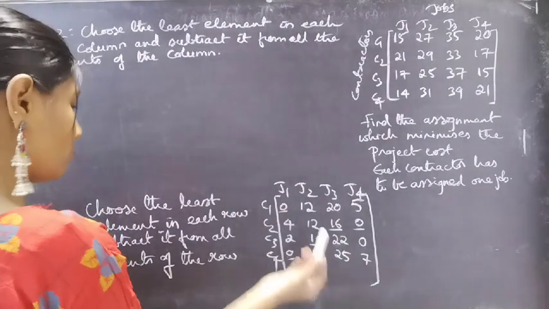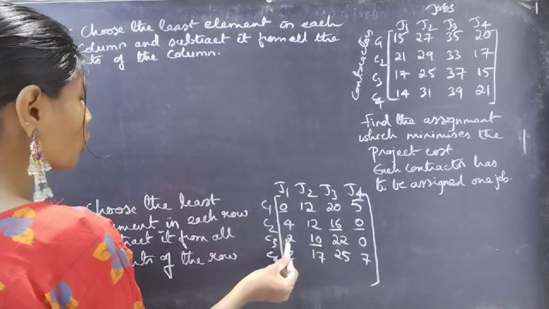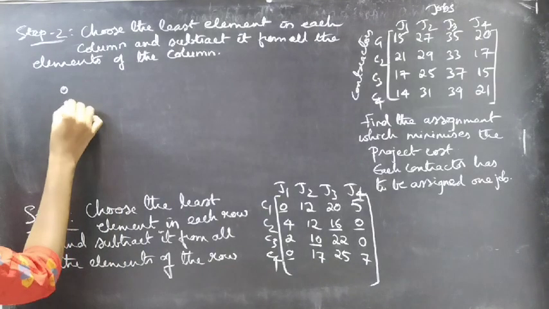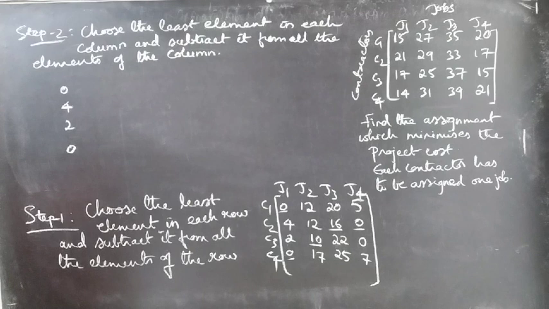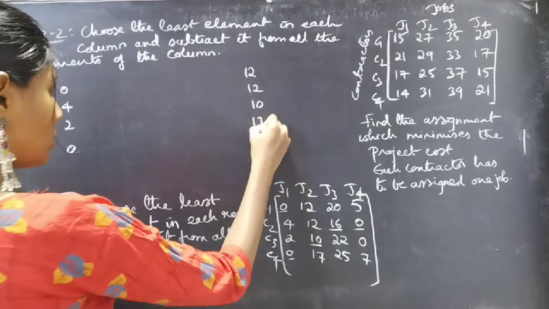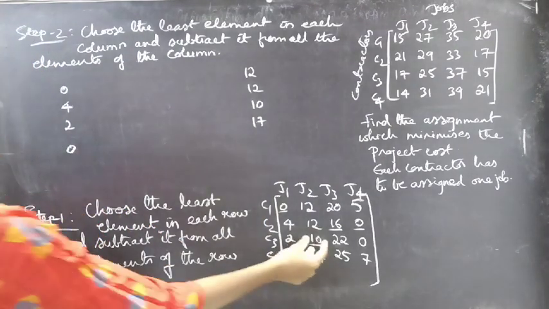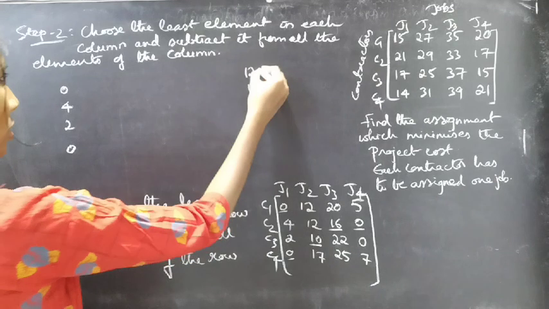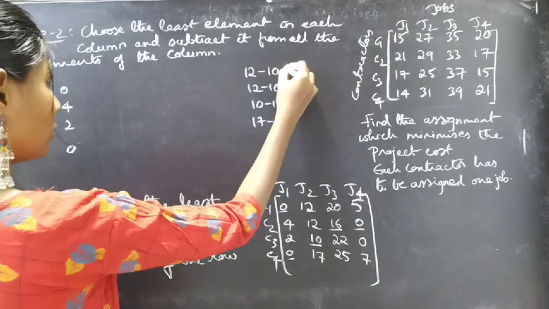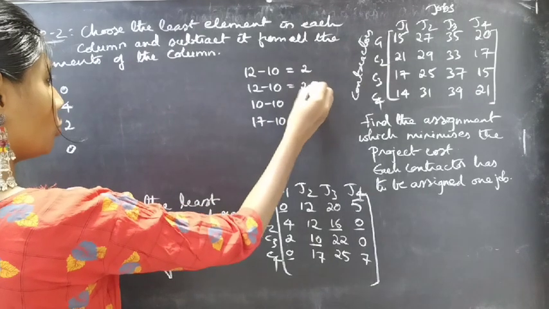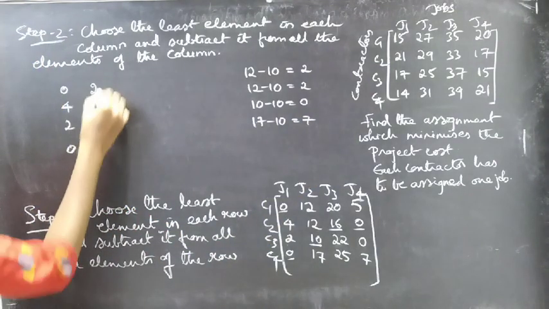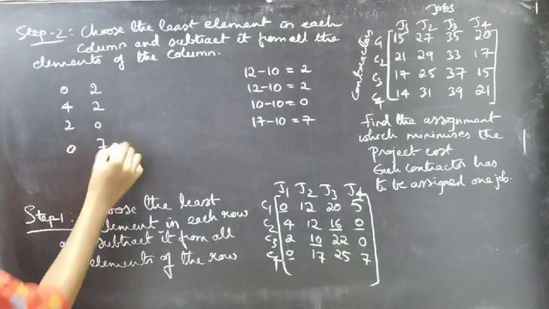0 minus 0, obviously 0, 4 minus 0, 0, 2 minus 0, 0, 0 minus 0, 0, right? You'll get the same entries in the first column. Coming to the second column, we have 12, 12, 10, 17. You have to subtract the least element from all these entries, right? So subtract 10 from all the elements, and you'll get 2, 2, 0, 7 in the second column.